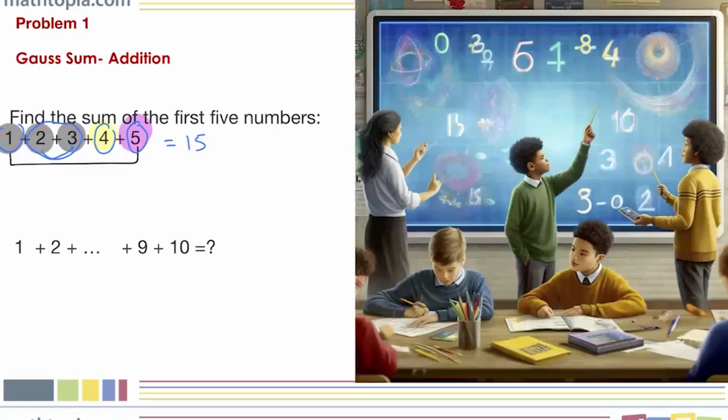Great. Then my second question is, in this case, what is the sum of the first 10 numbers? And do you see that this goes on and on, it goes the same way. I'm going to extend and write this one down this way.